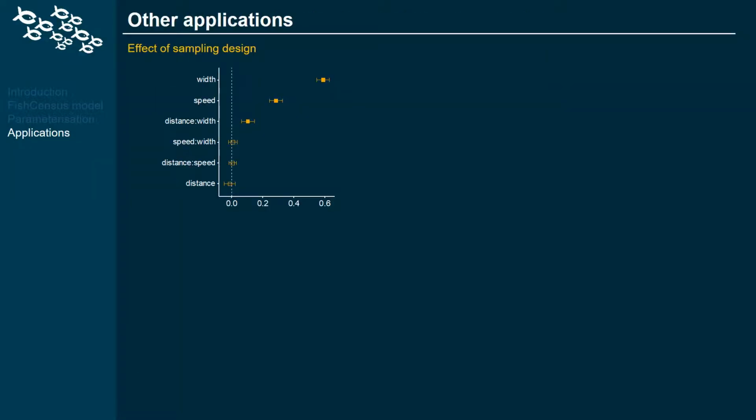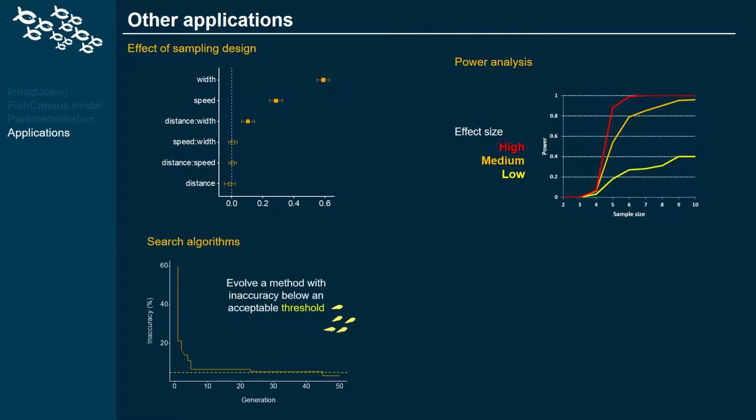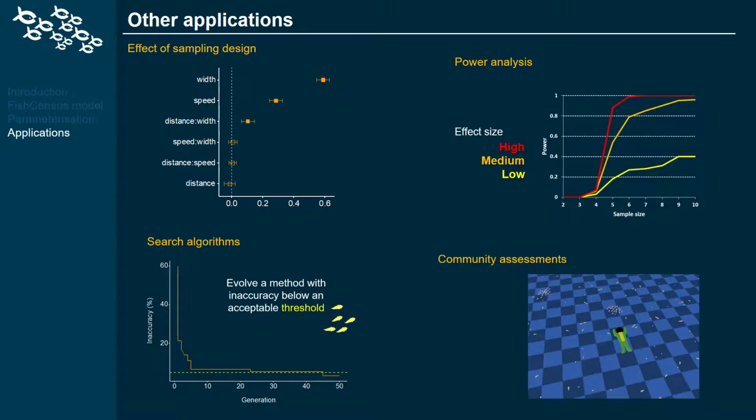Some other applications are looking at the effect of sampling design, how varying widths, speeds, distances, radius can affect inaccuracy or precision. We can use this for power analysis. We can use this for method optimization using search algorithms, trying to get a better combination of method parameters for a given species, or even to look at community assessments. This is quite performance hungry, but we can actually upload more than one species and look at the effect of having to count multiple species at once, or applying single species assessments.